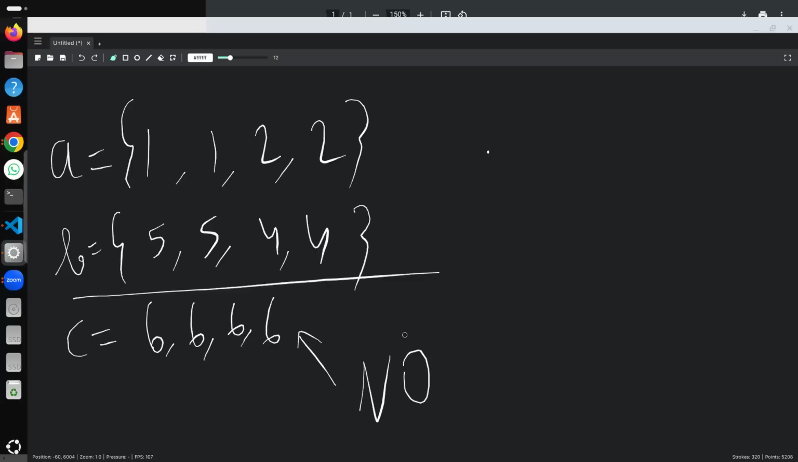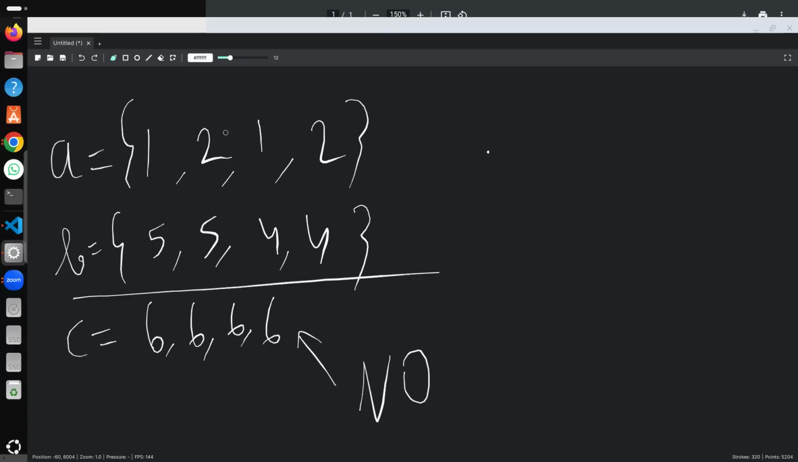But in this case, the answer is yes, because you can rearrange them. You can rearrange A like 1, 2, 1, 2, and you will get three distinct elements. So it's not always optimal to sort. Why are you sorting?